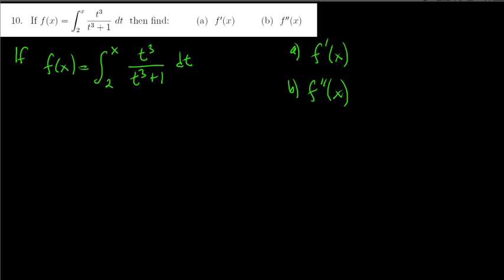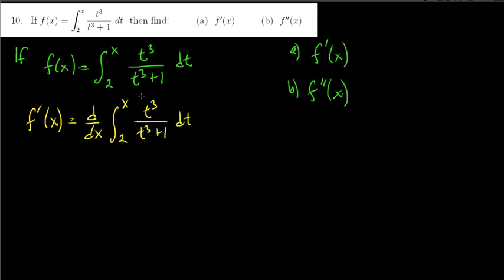Well, let's do the first derivative. So the first derivative is the derivative of the definite integral from 2 to x of t cubed over t cubed plus 1. There's no reason on earth we should try to evaluate this integral. This would be a hard one, even in Calc 2. The substitution I don't think is going to work very well here.